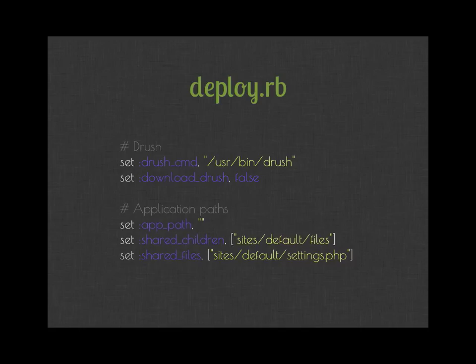And the last two lines of this file are necessary to tell the deployment procedure where the files and the settings files are. This is necessary because those will be shared over all the different versions. So for each deploy we do, they will always use the same files folder and settings folder. So they don't need to be copied over, etc. It goes pretty fast because it's a shared folder.